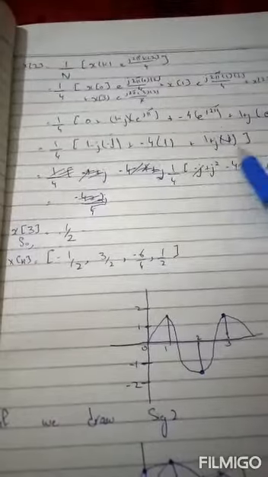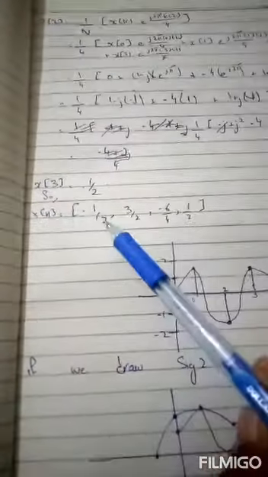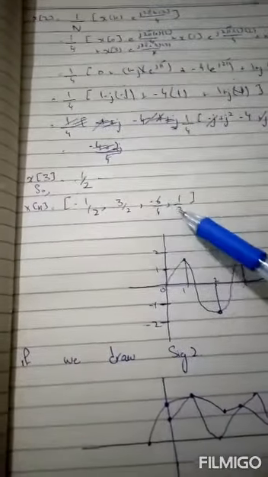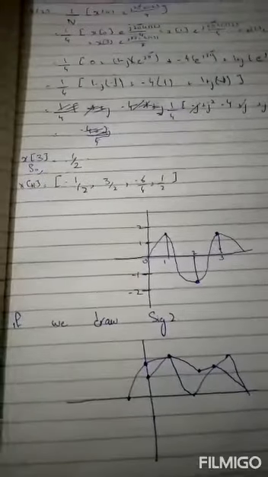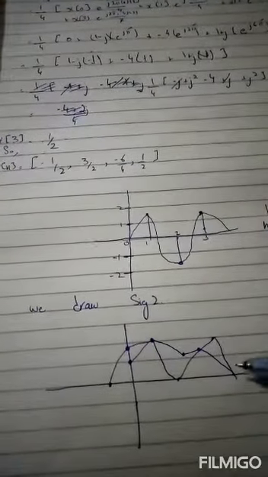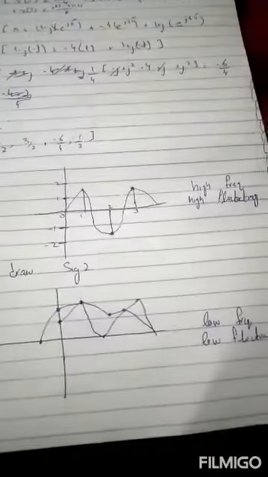Here are some mistakes done by me, and sorry for that, but we have simply got these values: minus 1 by 2, 3 by 2, minus 6 by 4 and 1 by 2. Now here are some diagrams we have drawn here. These are the diagrams of the first signal, and this is the diagram of the second signal. You can simply see the difference between these two graphs.